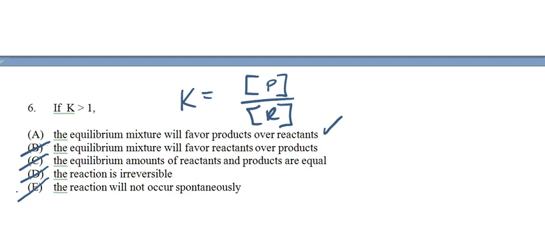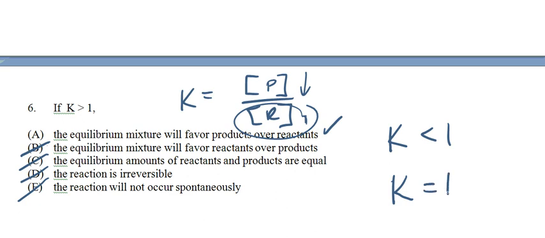Alright, now here's the thing I need to ask. If the equilibrium mixture will favor the reactants over the products, K would be less than 1. Because again, reactants are down here, so that number is higher than this number. Letter C, the equilibrium amounts of reactants and products are equal. What would the value of K be if they were equal?